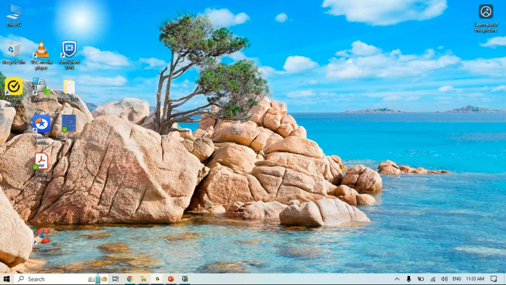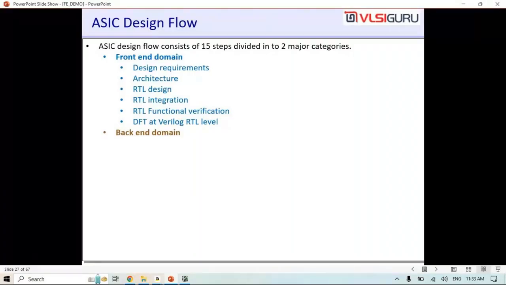Yeah, fine. Coming back to the next step, we have seen what goes into the front end domain. Now let us talk about the next domain called the back end domain. It starts with an important step called synthesis. What is synthesis? The process of converting your RTL code into gate level code.